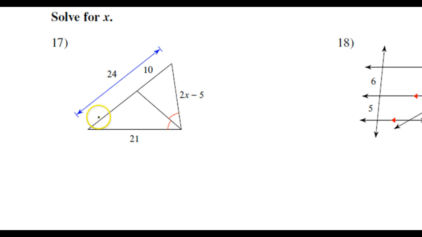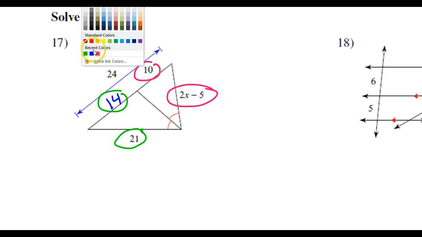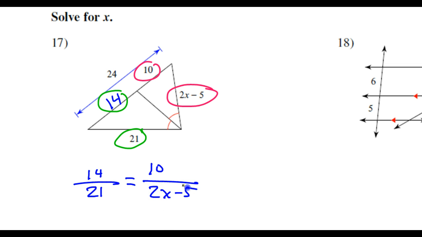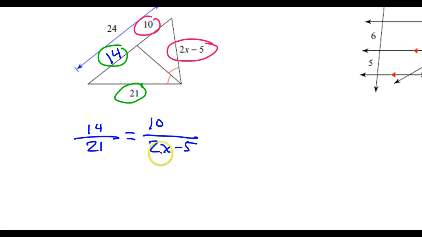Alright, we're going to need this portion right here. First of all, if this is 10 and this is 24, then this must be 14. Now, according to our angle bisector proportionality, these two should be proportional to these two. So specifically, for example, 14 over 21 should equal 10 over 2x minus 5. These are both divisible by 7, so this will be 2/3 is equal to 10 over 2x minus 5.